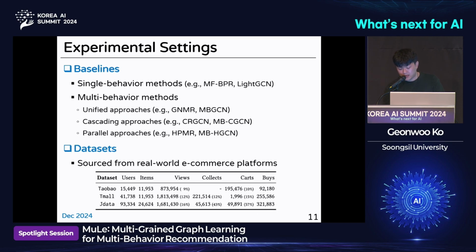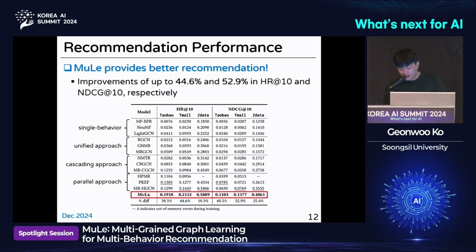We utilize 3 datasets sourced from real-world e-commerce platforms to evaluate our method. In recommendation performance, MULE provides better recommendations across all datasets. Specifically, in the TMO dataset, our method improved performance up to about 53% in NDCG.